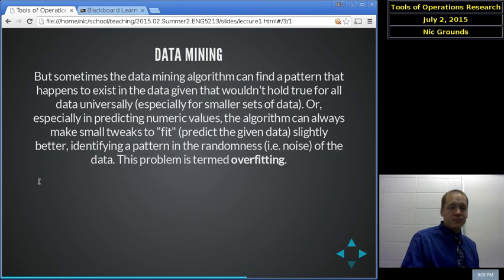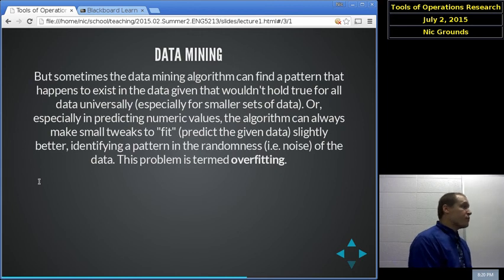But we have a problem. Sometimes the data mining algorithm could find a pattern that exists in the data we have, but isn't necessarily a pattern that would exist in all data universally. So for example, we might take our student data and it might just happen to find that 99% of all the female students happen to graduate in this set of data. So that's a pattern. But we know or could prove maybe that that's not always true. It just happened to be true in this data.